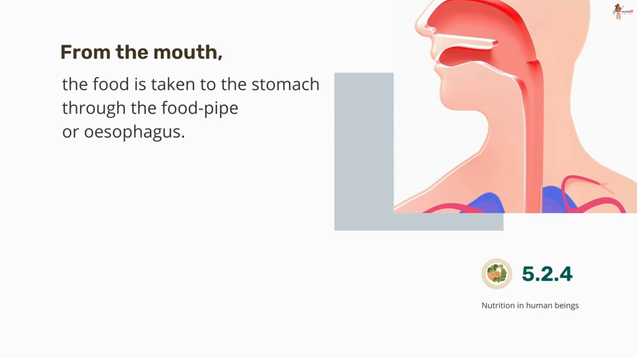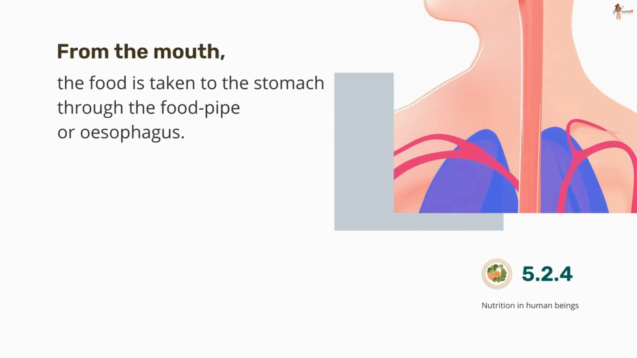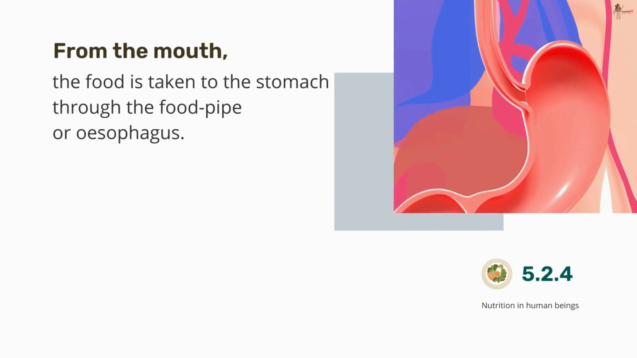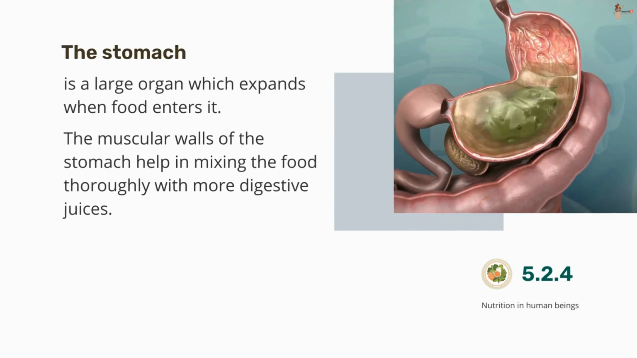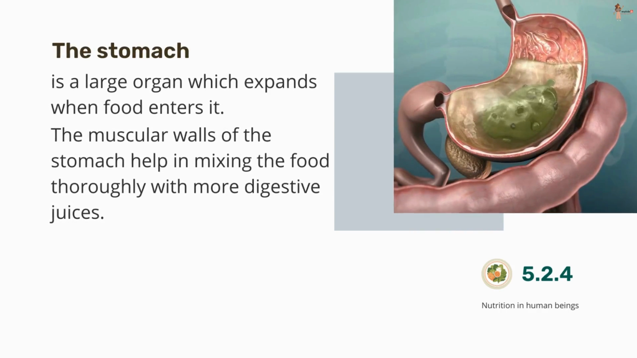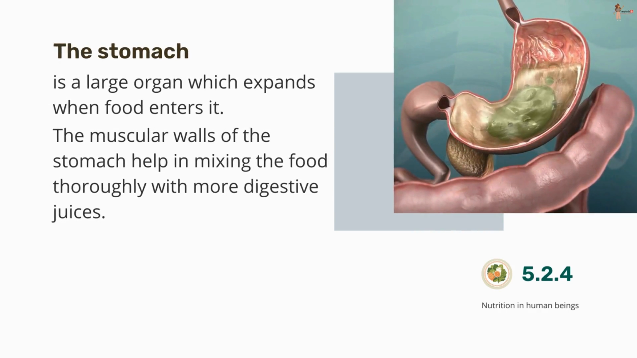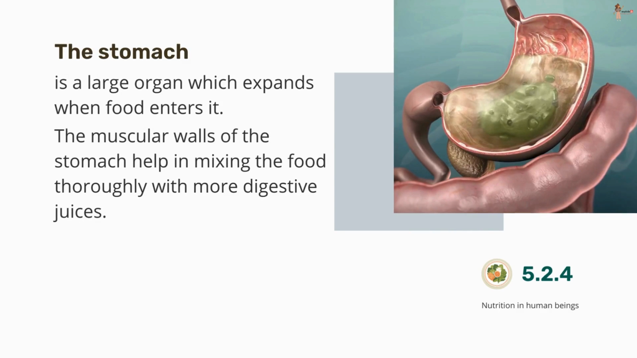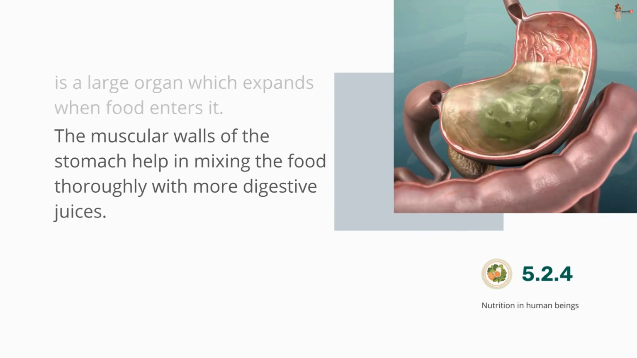From the mouth, the food is taken to the stomach through the food pipe or esophagus. The stomach is a large organ which expands when food enters it. The muscular walls of the stomach help in mixing the food thoroughly with the digestive juices.